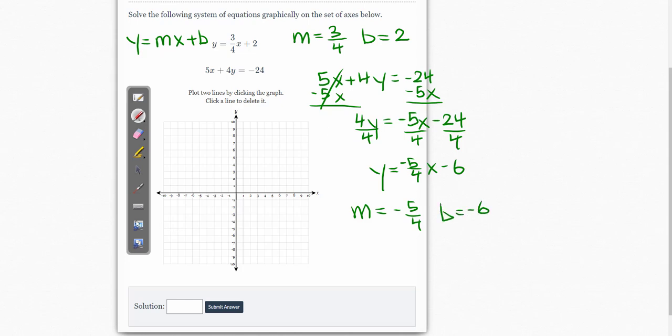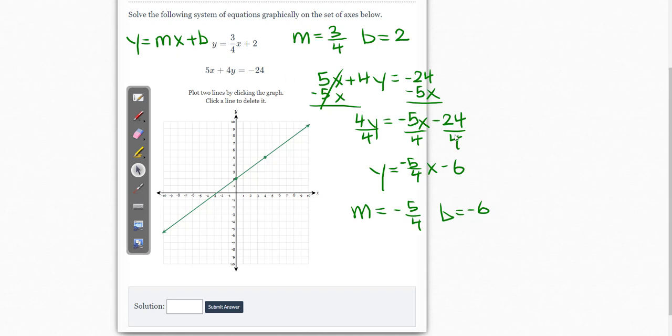And once we know our m and our b, we can go ahead and graph it. So my b value from the top one, I'm going to start at the origin. Origin means beginning. That's where the x and y axis cross. I'm going to go up to 2, and that's where I'll begin. That's my b value at 2. My slope is 3 over 4, so I'll go up 1, 2, 3, and then right 1, 2, 3, 4. Done. There's the top equation.